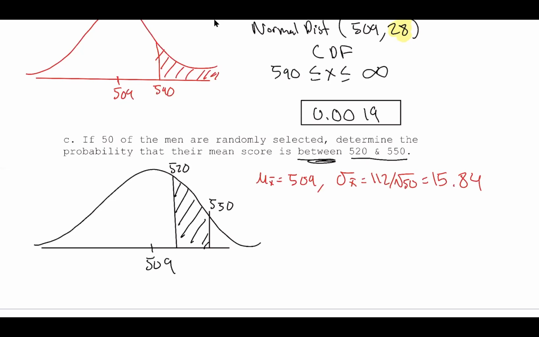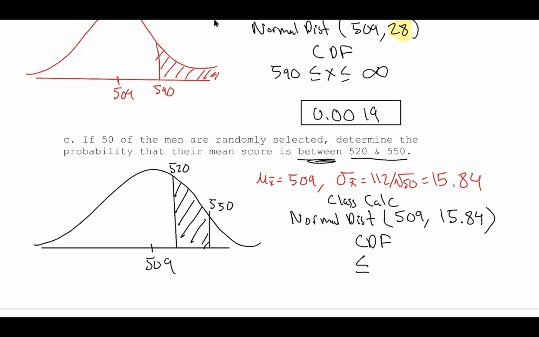So let's do ClassCalc. In ClassCalc, we'll enter normal distribution. You do mean of 509, but now you have to enter standard deviation of 15.84. And then you do CDF. And then we'll do the lower bound and the upper bound. The lower bound should be 520, upper bound should be 550.